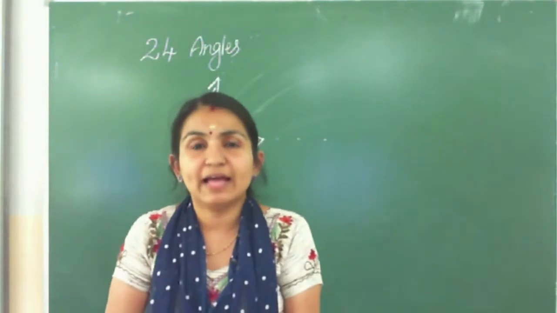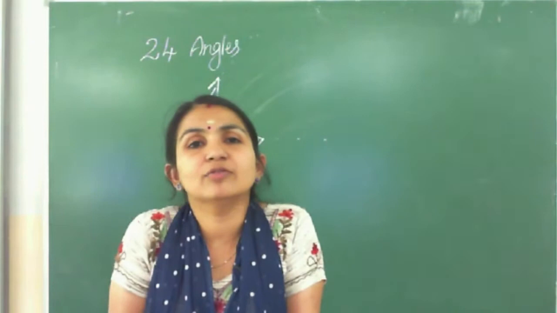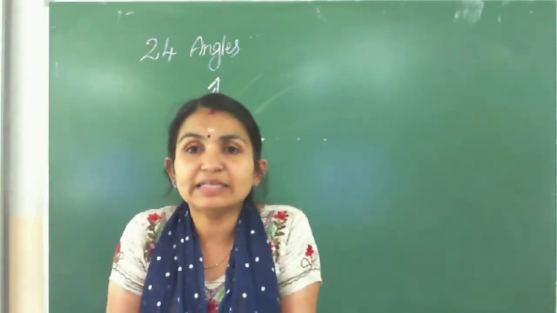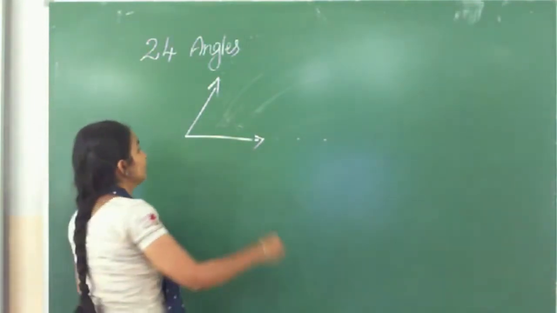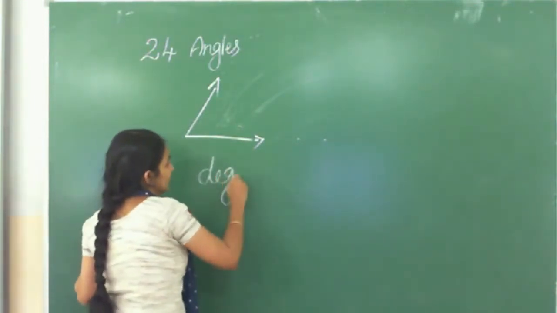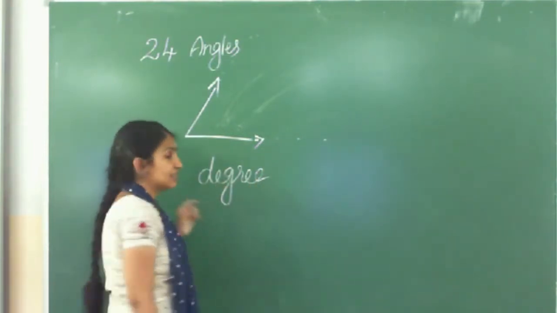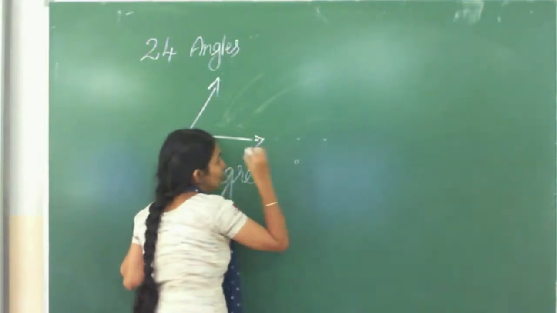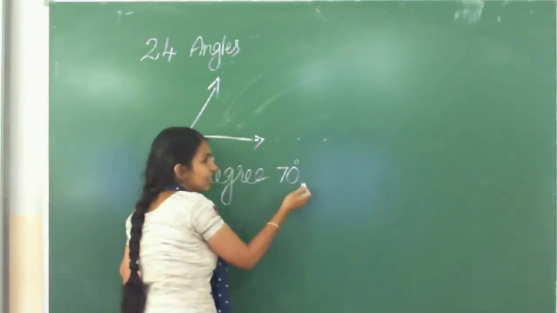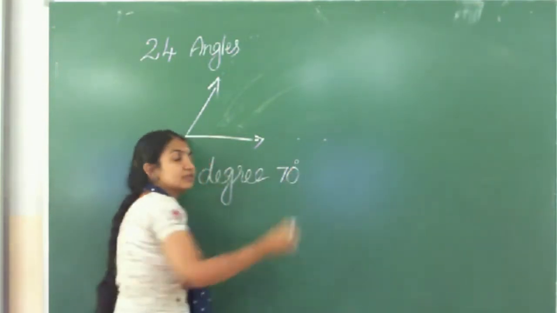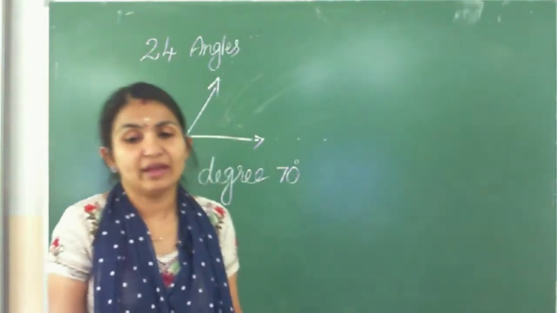So we can measure the angle using what? We can measure the angle using a protractor, and the unit is degree, right? D-E-G-R-E-E. So how can we write this degree sign? It's a small 0. Suppose the degree is 70, write 70 and on the right side up, a small 0. That is called degree, the degree of an angle.